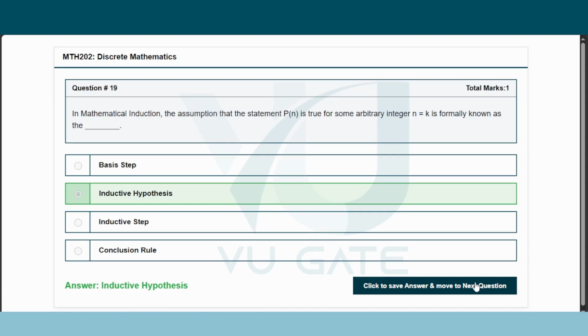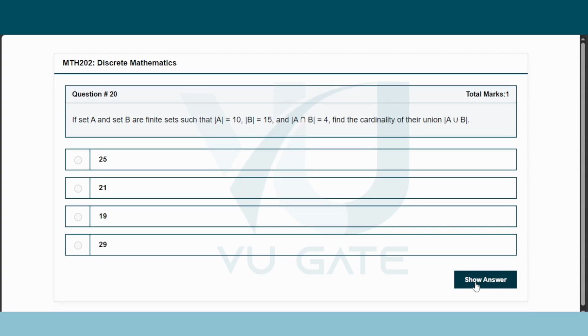Question number 20. If set A and set B are finite sets such that the cardinality of A is 10, the cardinality of B is 15, and the cardinality of the intersection of A and B is 4, find the cardinality of their union.